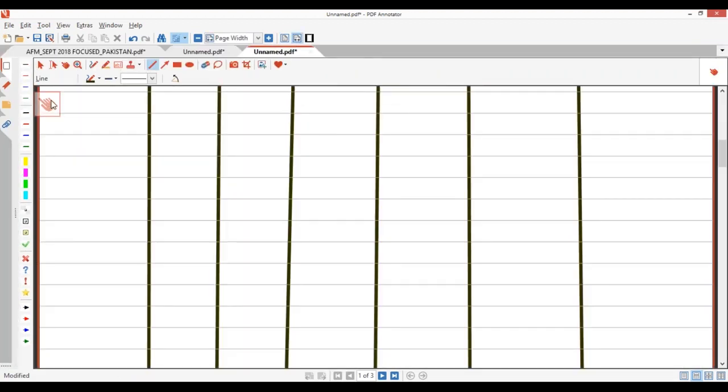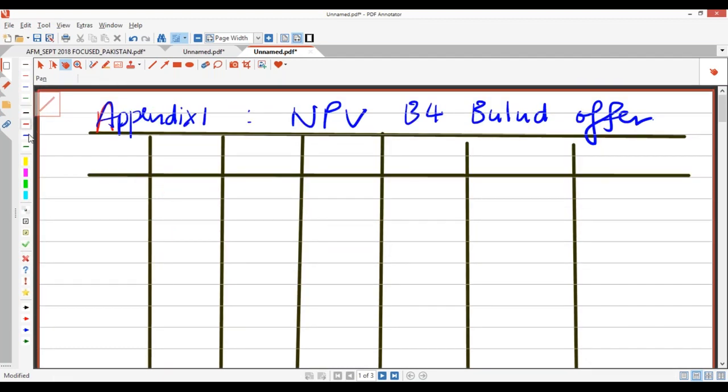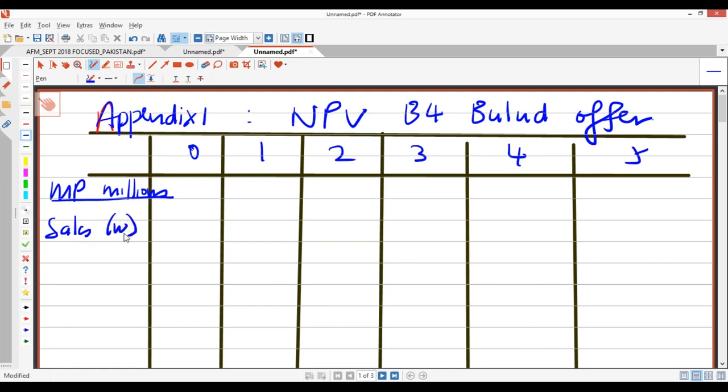Okay. We're going to have these lines drawn properly. Blue color. 0, 0, 1, 2, 3, 4, 5. Okay. We're going to put this first step, put all in Mega peso millions. Sales, show some working. There's a working. So just put the referencing there. Working, I believe you can put that one there.